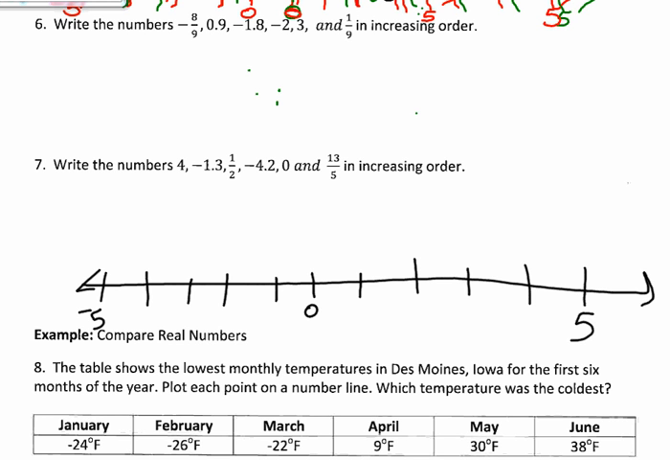So 4 would be here. And we mark that off. That didn't work very well. Then we have 0. 0 would be here. And we mark that off. Next, I'm going to go ahead and do my decimals. So for -1.3, it's going to be past -1, but not quite to -2. Okay. -4.2 is going to be past -4, but not quite to -5.